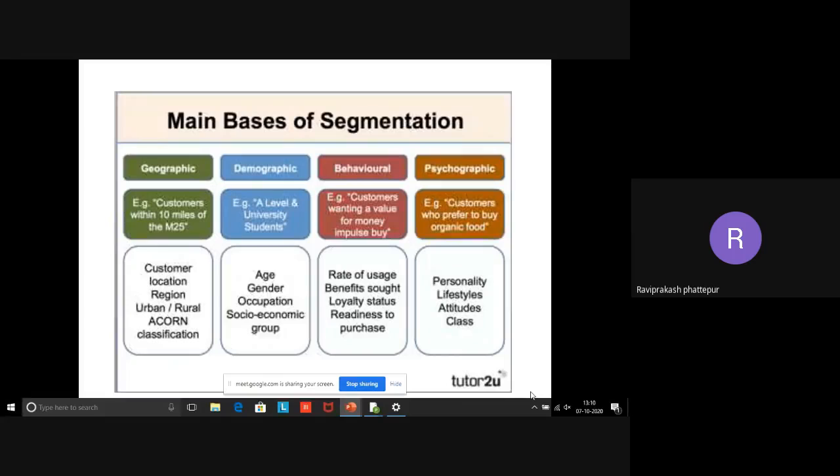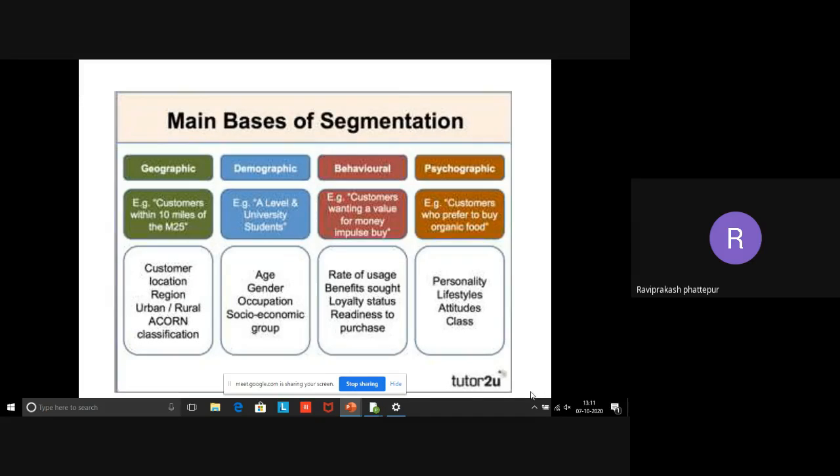Next, demographic: dividing or segmenting the market in terms of age, gender, occupation, socio-economic group, or the income of the person. So all are coming under demographic segmentation. Next, moving to behavioral segmentation. Here, it is based on the behavior of the customer, basically. Behavior in the sense rate of usage, if he is using more or less, benefits sought, loyalty status, readiness to purchase. So these all are the behavioral aspects of the customer, and based on that you are dividing.